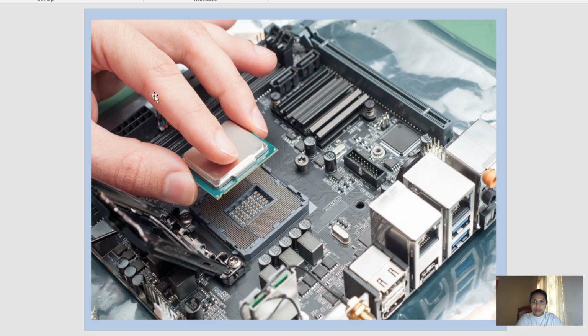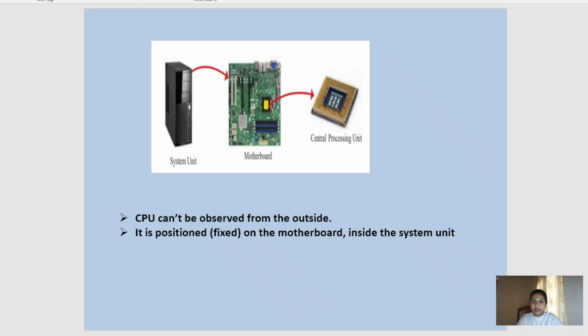This is a close image of a CPU. The CPU can't be observed from the outside. It is positioned on the motherboard inside the system unit.